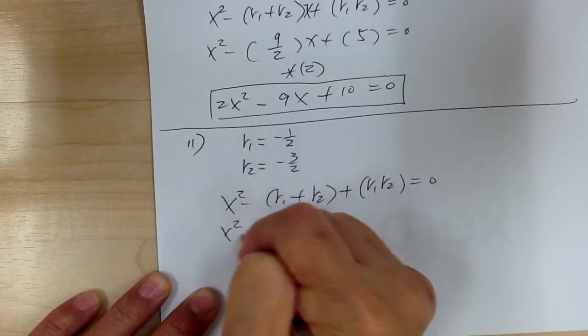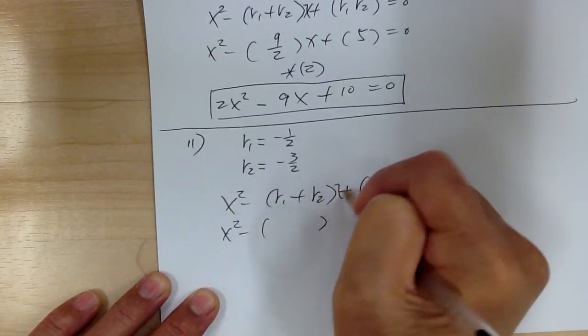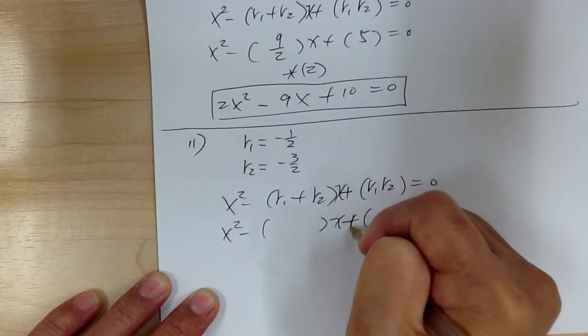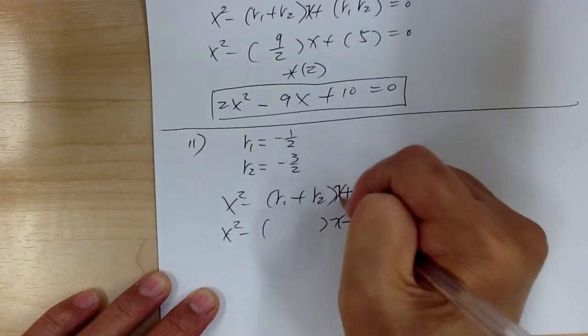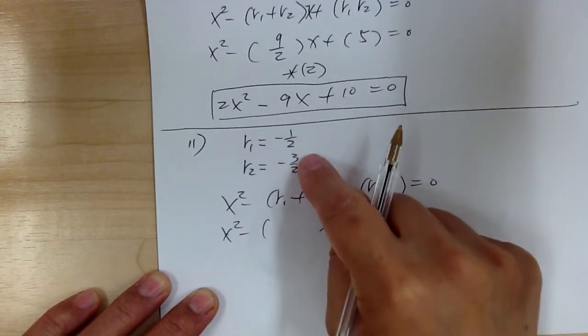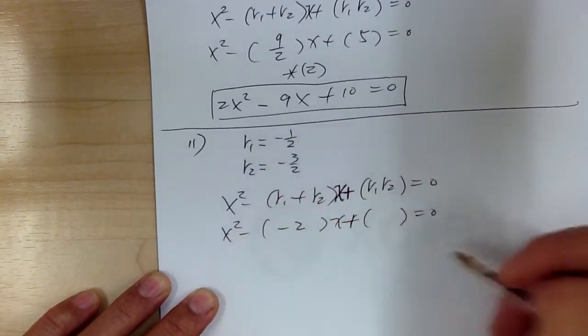And then get your template ready. Oh, I always keep forgetting the x. Okay, so this one you add. When you add this together, you're going to get negative 4 over 2, so that gives you negative 2.